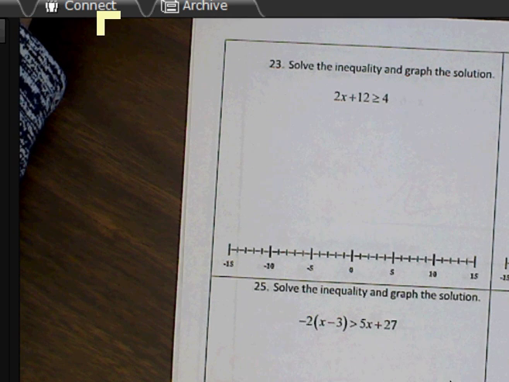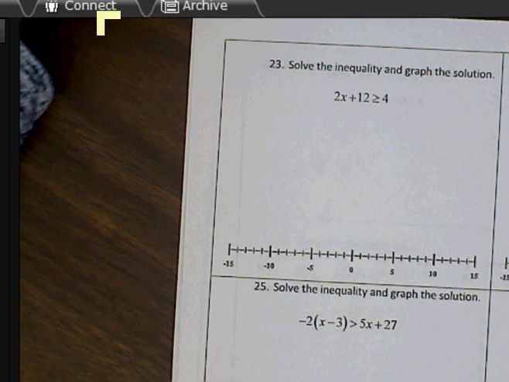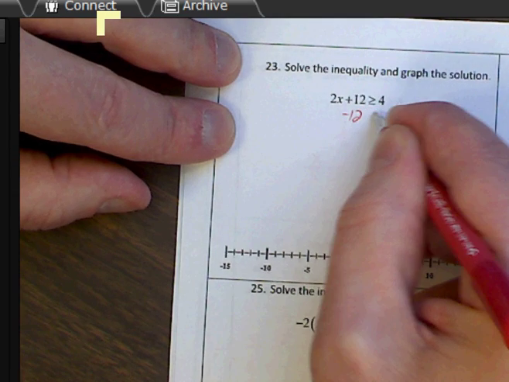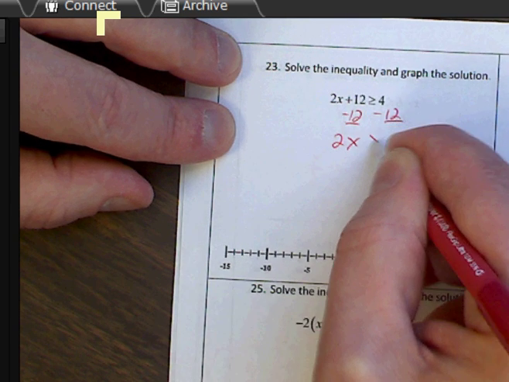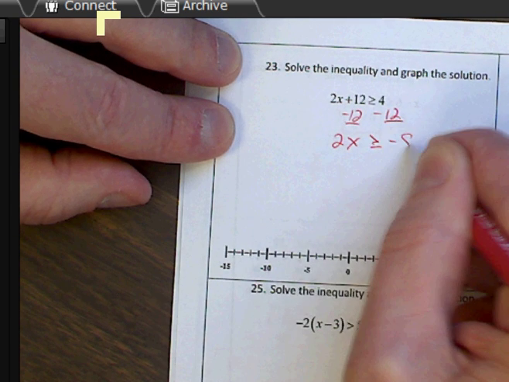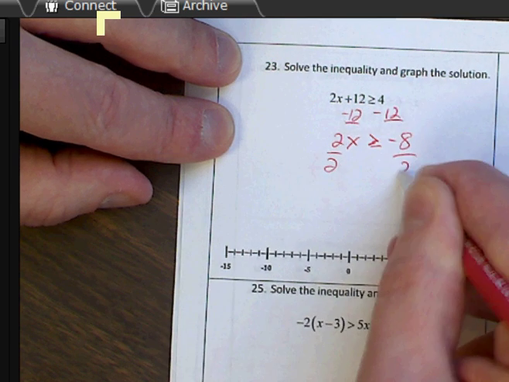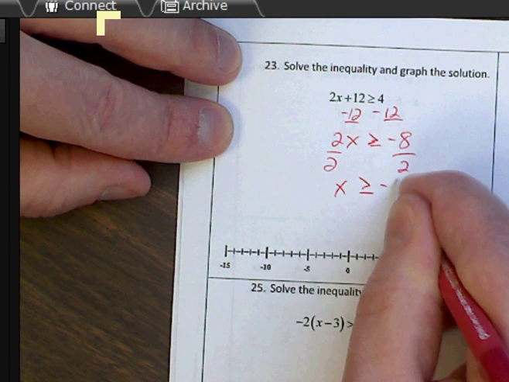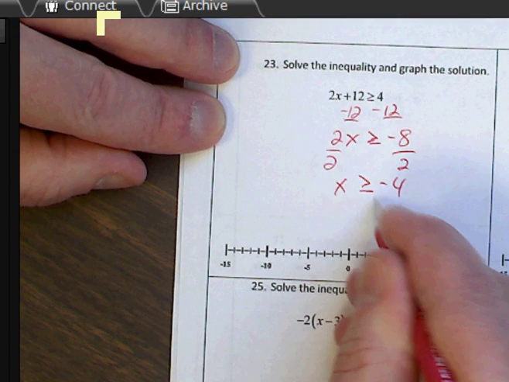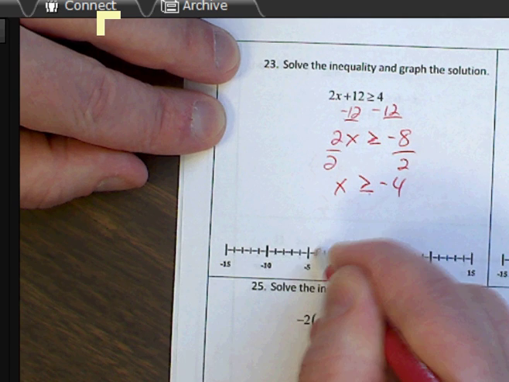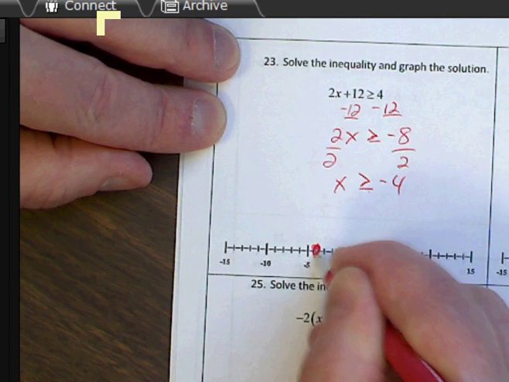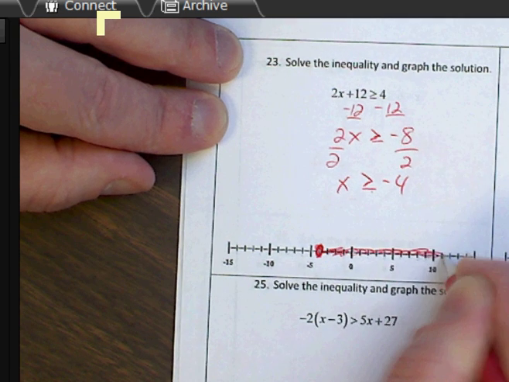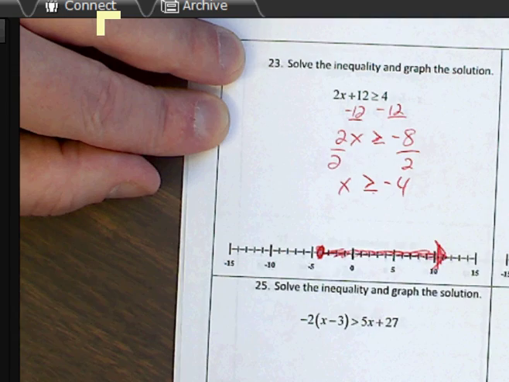Okay, here is number 23. To solve this inequality and graph, I'm going to subtract 12 from both sides. I get 2x is greater than or equal to negative 8. I'm going to divide by 2. Since I'm still dividing by a positive, I don't do anything with the sign. x is greater than or equal to negative 4. So at negative 4, since it's greater than or equal to, I put a solid dot, and I'm going to shade going this way. Going that way.